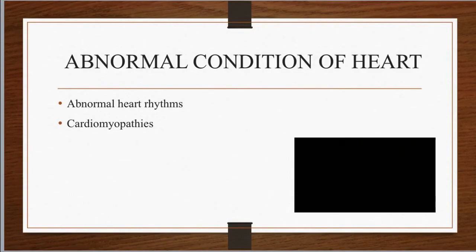Okay, next, I will talk about abnormal conditions of the heart. There are two abnormal conditions of the heart. First, abnormal heart rhythms. The heart is an astonishing organ. It beats approximately 60 to 100 times per minute in a slow, even rhythm, almost 100,000 times every day.